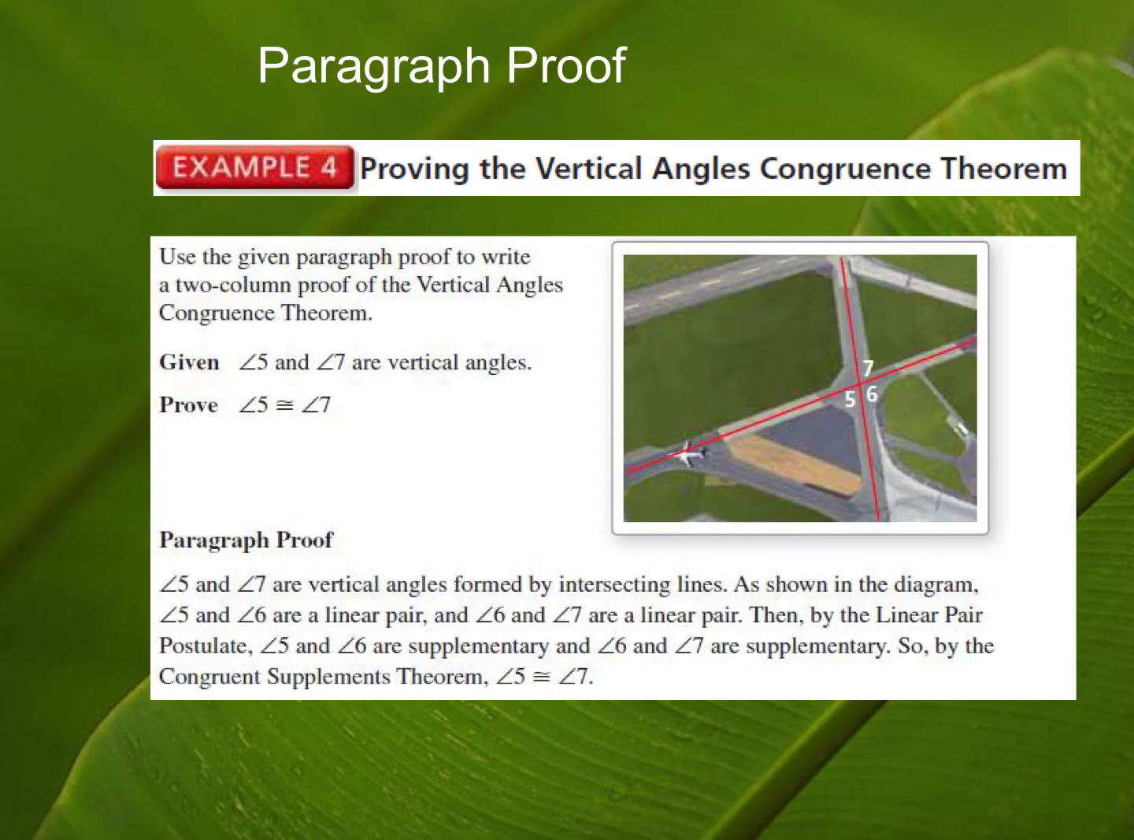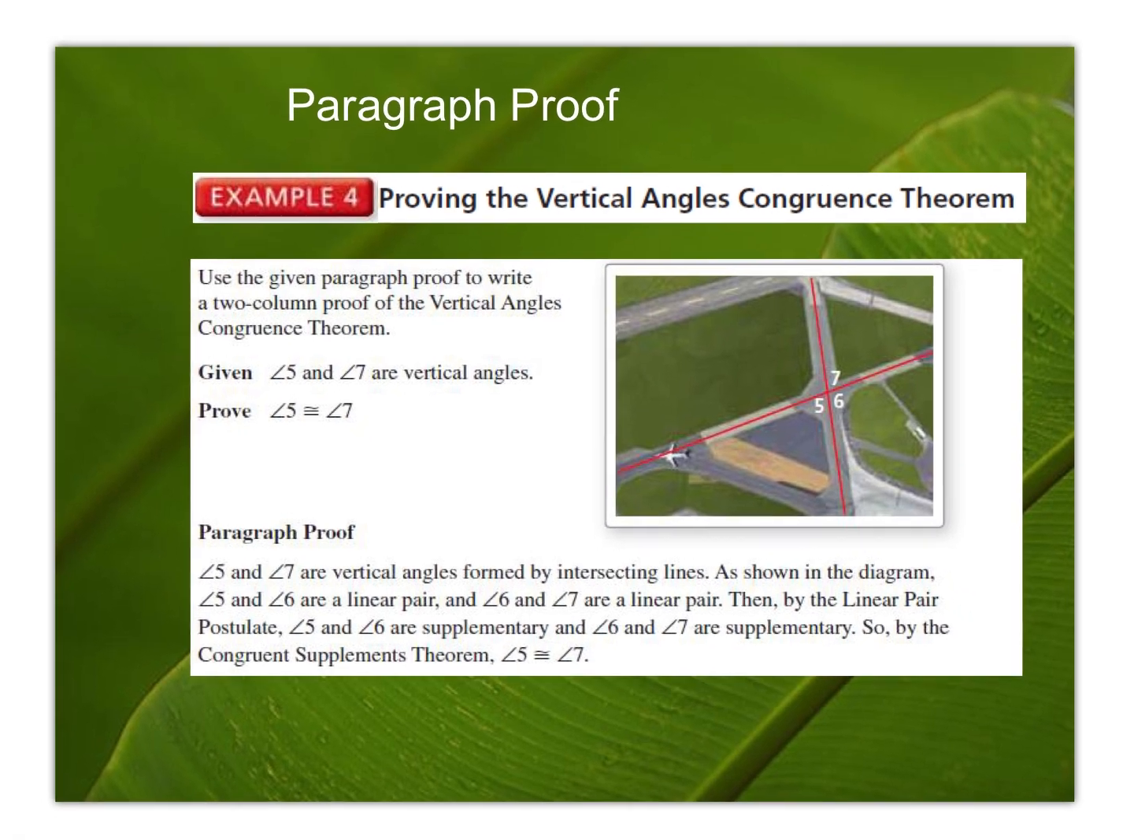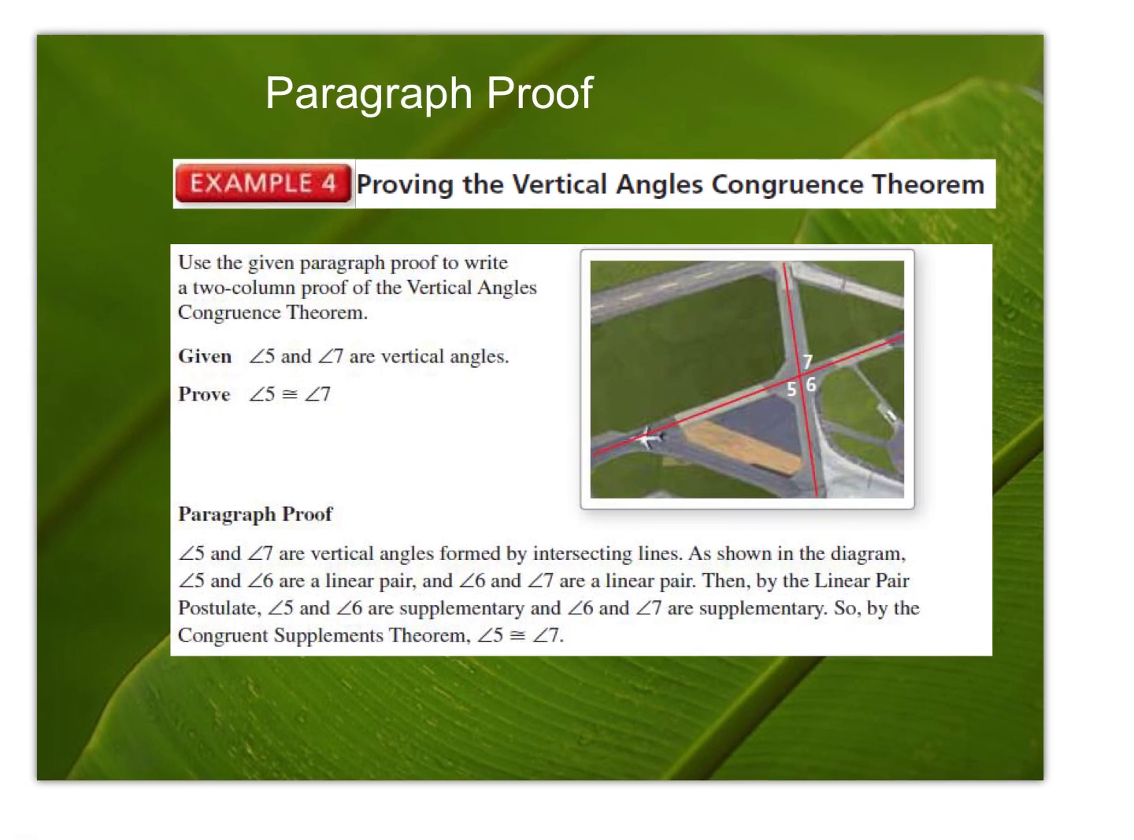So again, here's a paragraph proof proving the vertical angles congruence theorem. They're giving us in this picture that angle 5 and angle 7 are vertical angles, and we want you to prove that angle 5 and angle 7 are congruent. Now, I know this theorem tells us they are, but we have to prove the theorem, and if we have to prove it, we can't use the theorem in its proof. We have to use things we learned before that show us that those angles are actually congruent to each other.